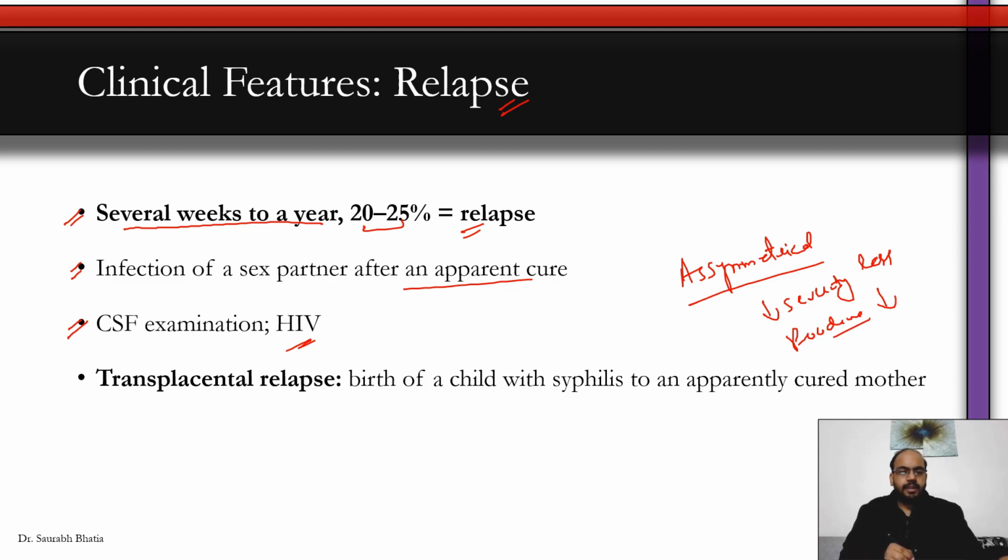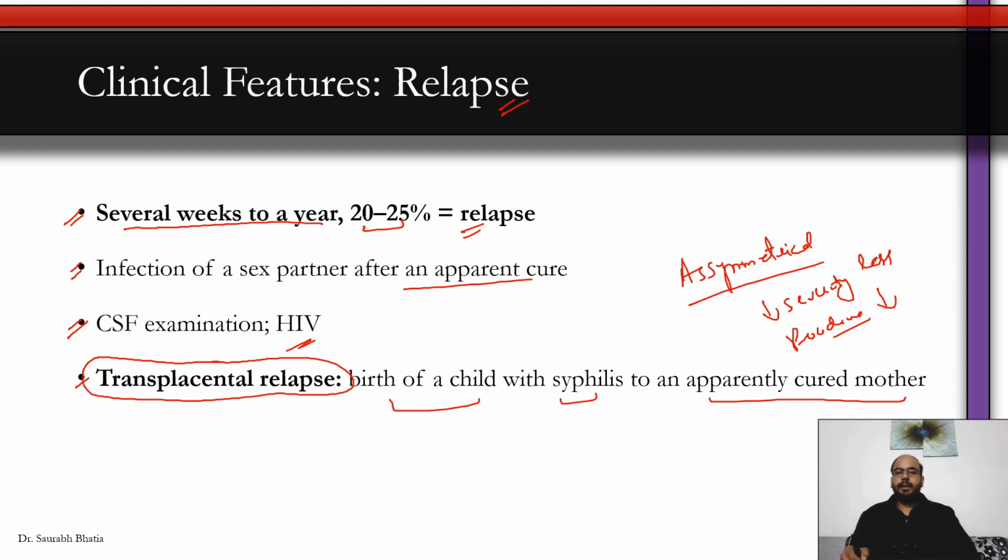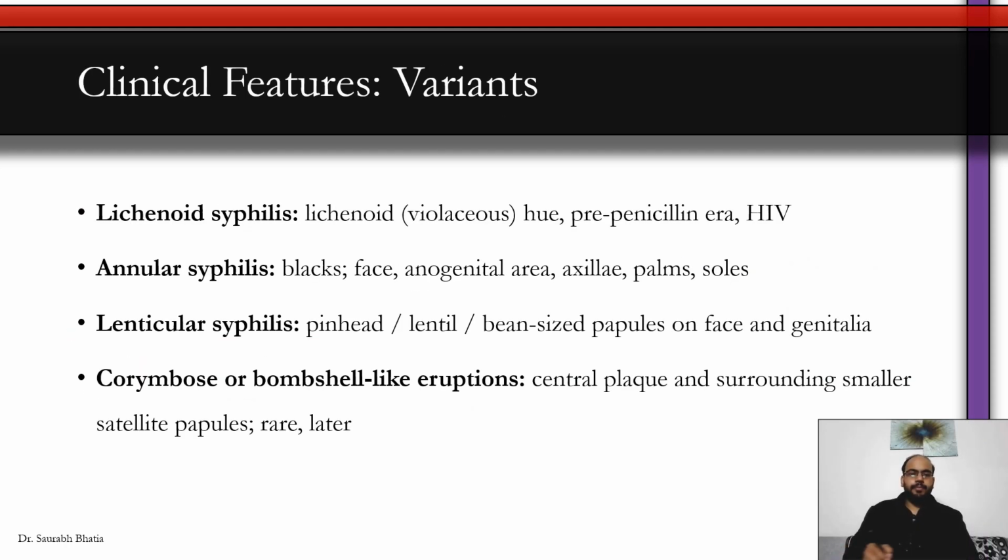What is transplacental relapse? Transplacental relapse is birth of a child with syphilis to an apparently cured mother. For example, the mother has been treated for syphilis, cured or apparently cured because the tests are showing negativity, but now the child born to that mother shows active syphilis. Okay, so birth of a child with syphilis to an apparently cured mother is known as transplacental, or through the placenta, relapse. Let's go forward.